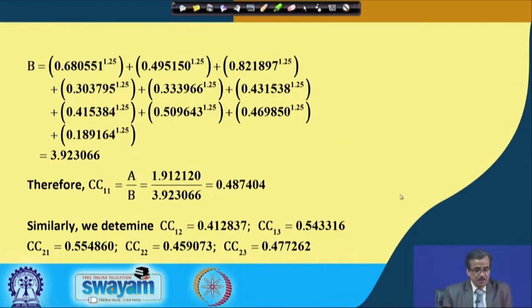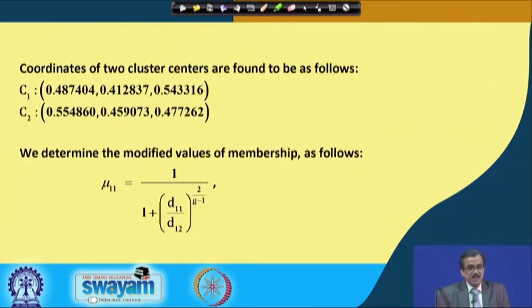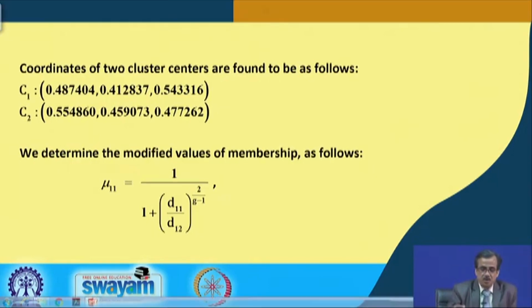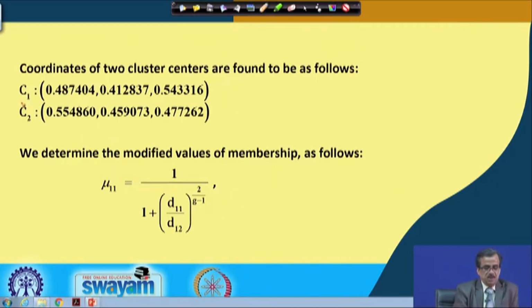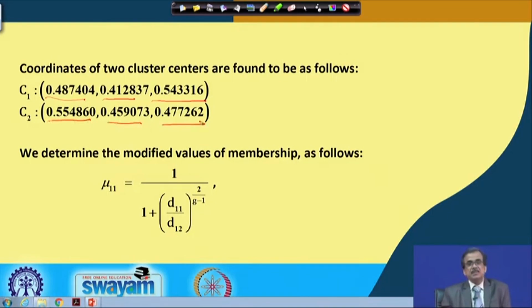Once you have got this numerical value, the coordinates of my cluster centers are known and determined. So we have C1, the first cluster center, and its corresponding first dimension, second dimension and third dimension, because these are all 3D data, and for the second cluster center the first dimension, second dimension and third dimension.